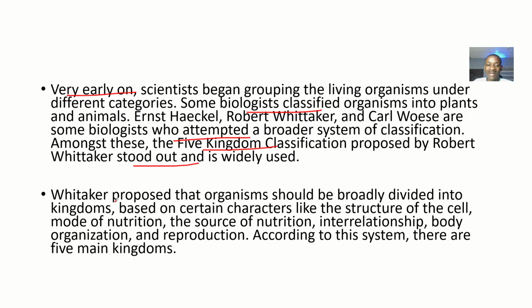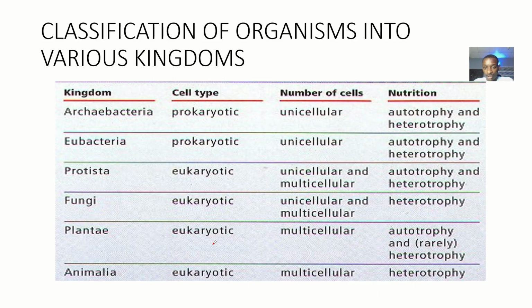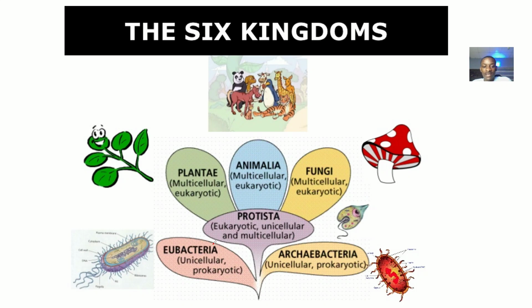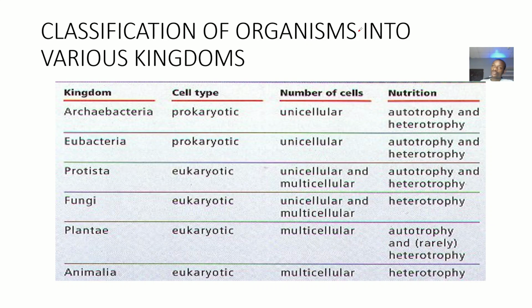So Whittaker proposed that organisms should be broadly divided into kingdoms, based on certain characteristics like the structure of the cell, mode of nutrition, source of nutrition, interrelationship, body organization, and reproduction. According to this system, there are five main kingdoms that we will be looking at. I think one has been added, and that's why we have six kingdoms. But kudos to him, he was the one that actually started the process.